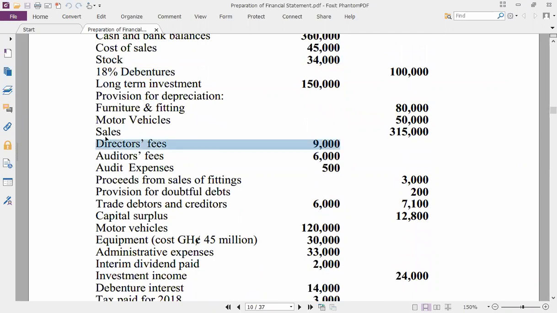Sales. The sales is somewhere here. 315,000. Let me go put it in. I forgot them. Sales, 315,000. That's the sales revenue.